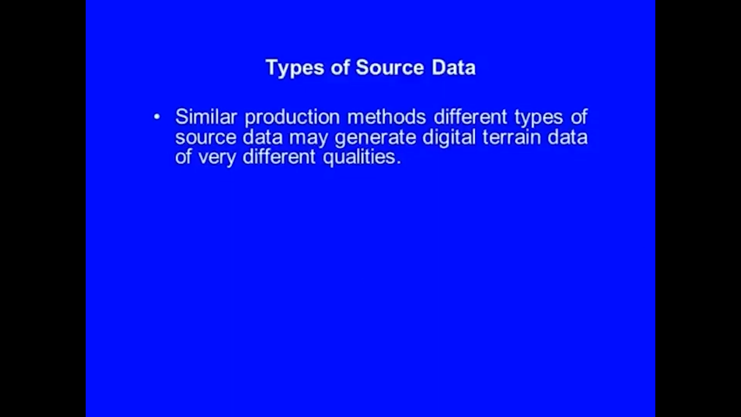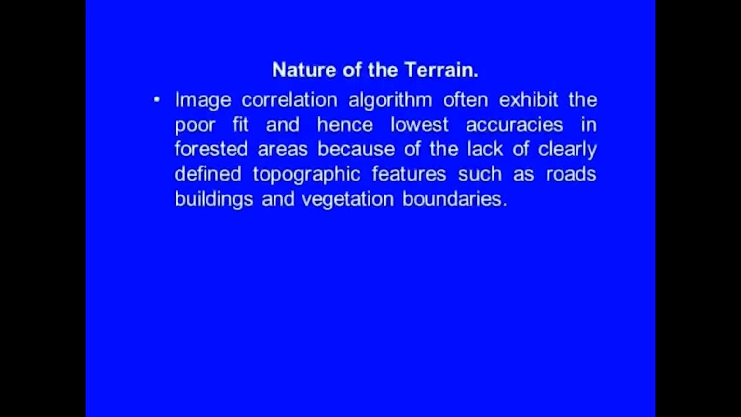Then is type of source data. With similar production methods, different types of source data may generate digital terrain data of very different qualities. Next is nature of terrain. Image correlation algorithms often exhibit poor fit and hence lowest accuracies in forested areas because of the lack of clearly defined topographic features such as roads, buildings and vegetation boundaries.